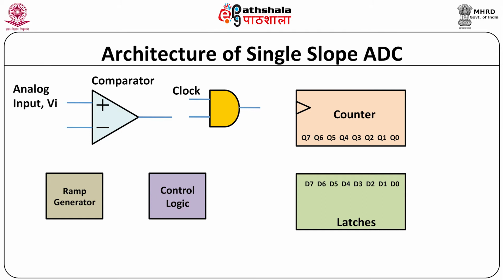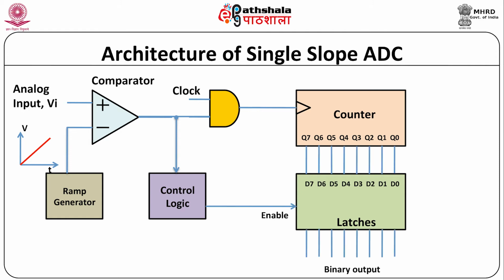Let us now discuss the interconnection of various blocks. The unknown analog input is applied to the non-inverting input of the comparator. The other input of the comparator is the ramp waveform generated by the ramp generator. It is applied to the inverting input of the comparator. The output of the comparator is connected to the input of the AND gate. The comparator output is also connected to the control logic to take an appropriate decision. The output of the comparator can be active high or low depending on its inputs.